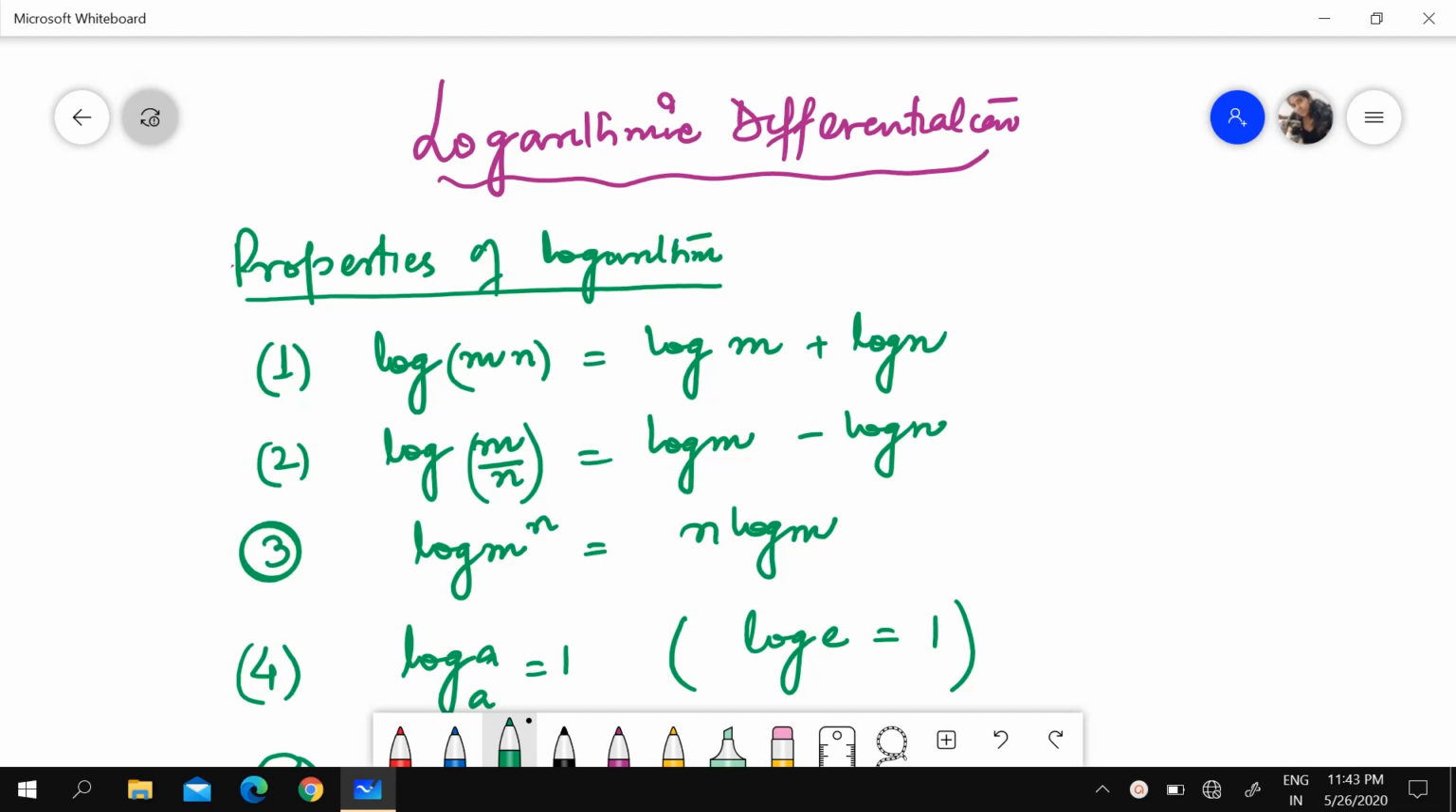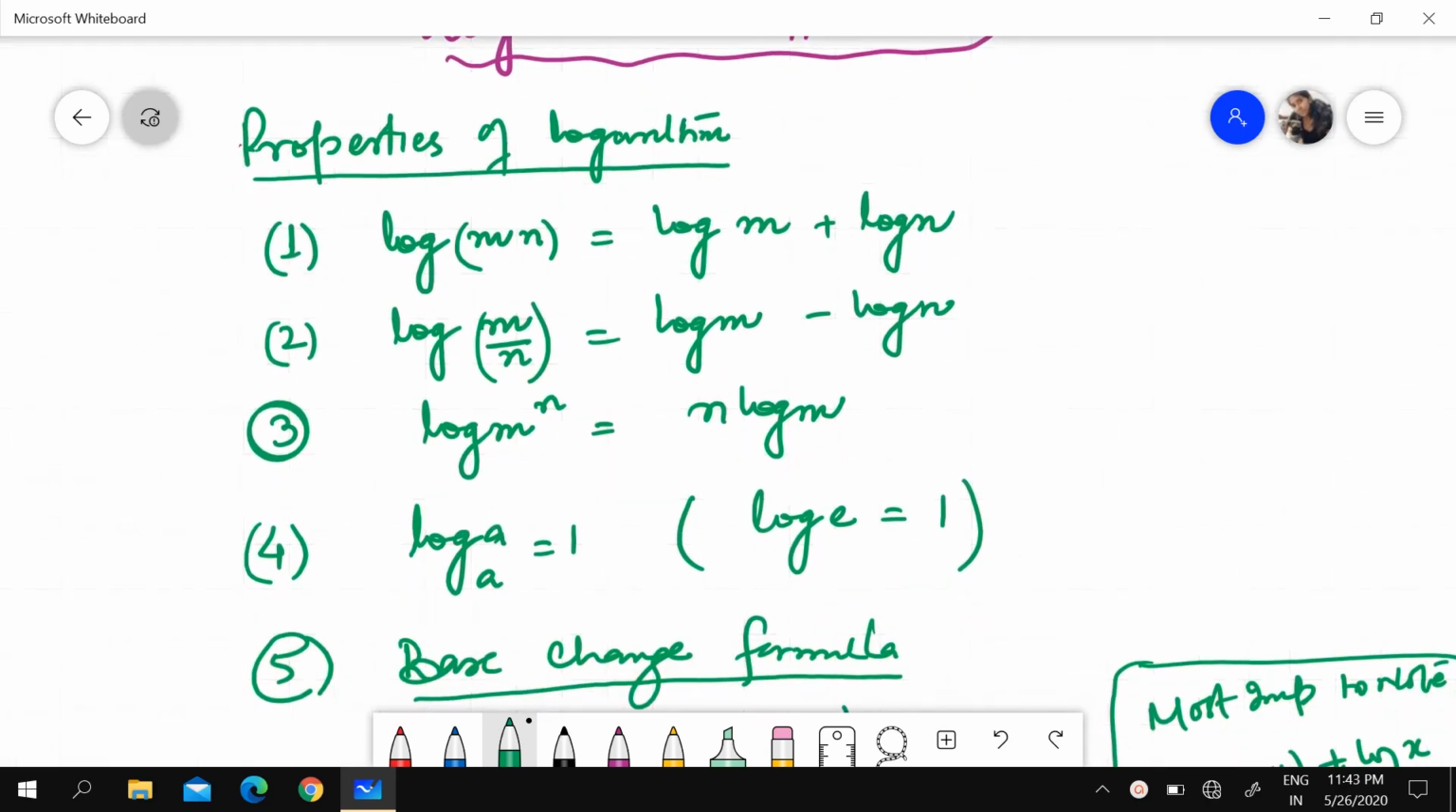Welcome again. Now we are starting with a new technique of differentiation, that is logarithmic differentiation. Before we come to the concept which we are going to learn in this video, first of all, let us revise the properties of logarithm. In our previous class 11th, we have defined the logarithmic function and its properties.